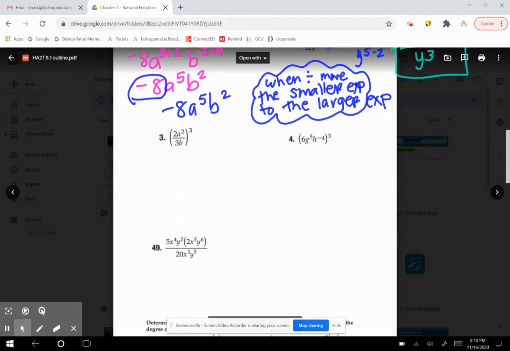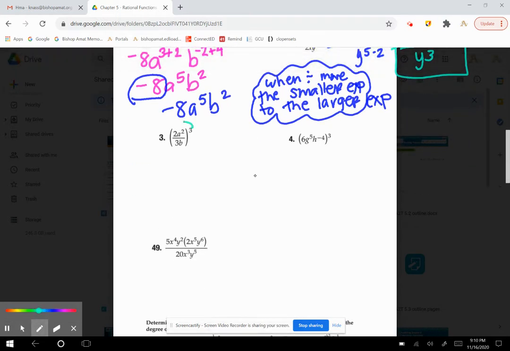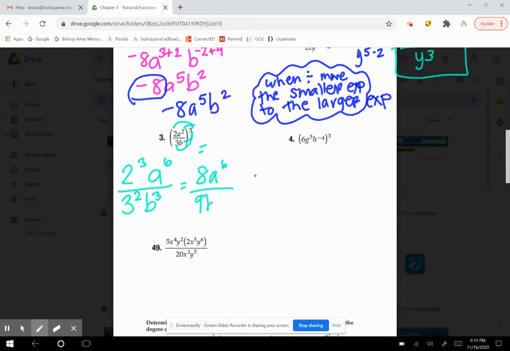Let's look at 3. This is like the distributive property, so the 3 is going to go to everything inside, the top and the bottom. So this gets you 2 cubed, a to the 2 times 3 is 6, over 3 cubed, b cubed. We're going to get the exponents out of there, so 2 cubed is 8, a to the 6th, over 9b cubed. And that's my answer.